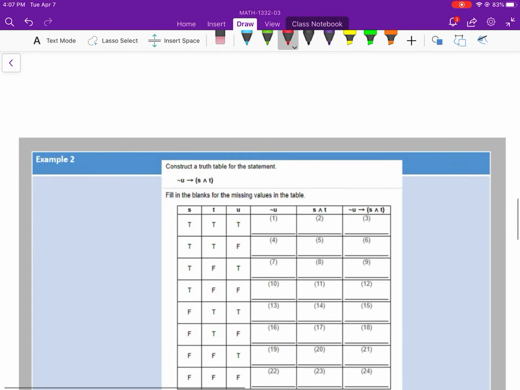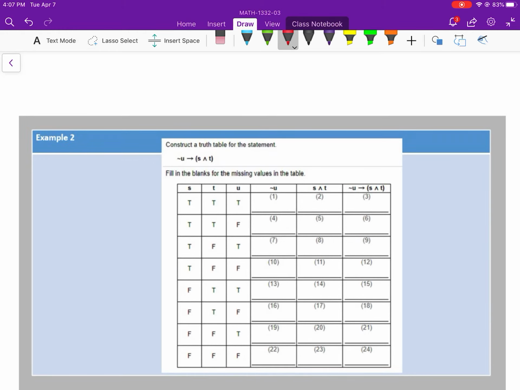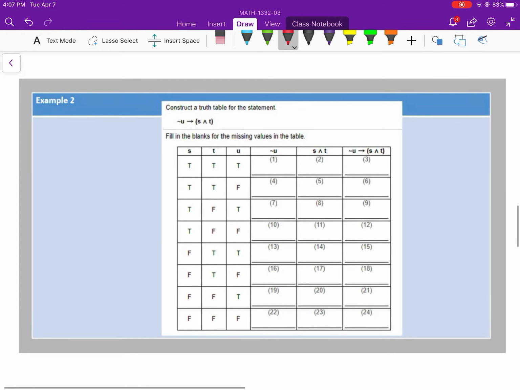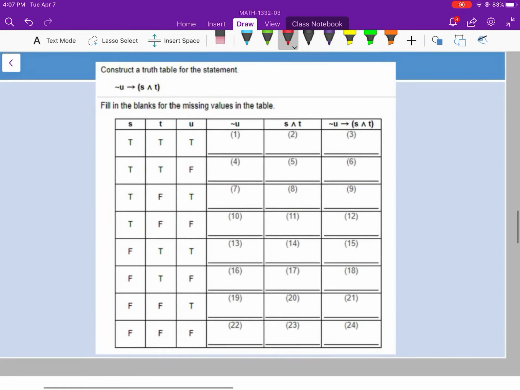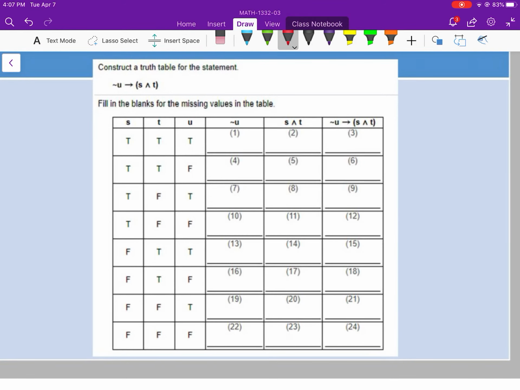All right, example number 2. Notice we're doing another conditional statement this time. We have not you. We also have another set of parentheses. This is S and T. And then we have our combined statement there on the very end.